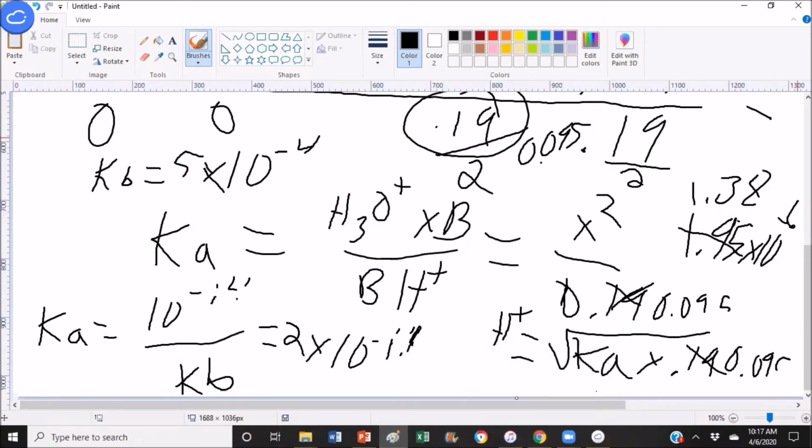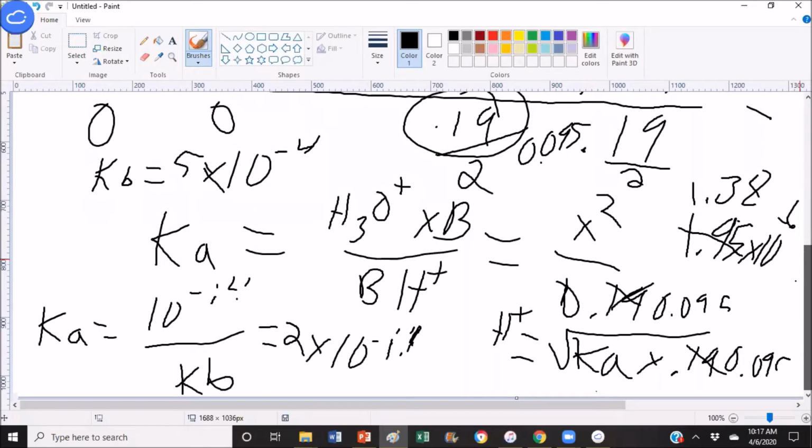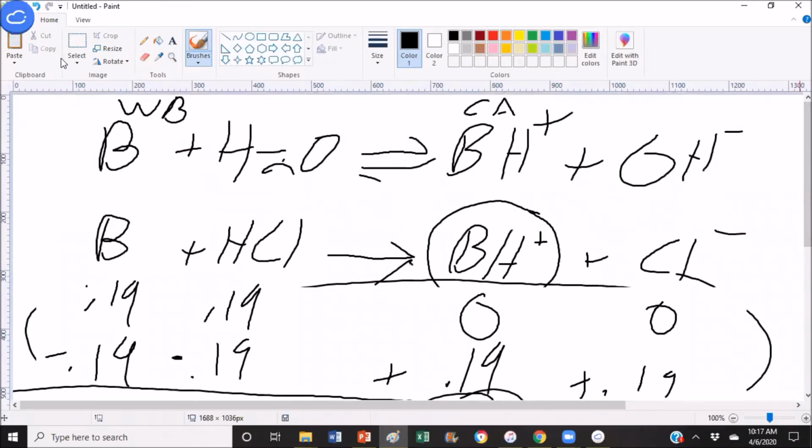So when you take the negative log of 1.38 times 10 to the negative 6, it goes to 5.86 instead of 5.71. Changes by a factor of what? 0.15? But that's enough of a rounding error to mark it all wrong.